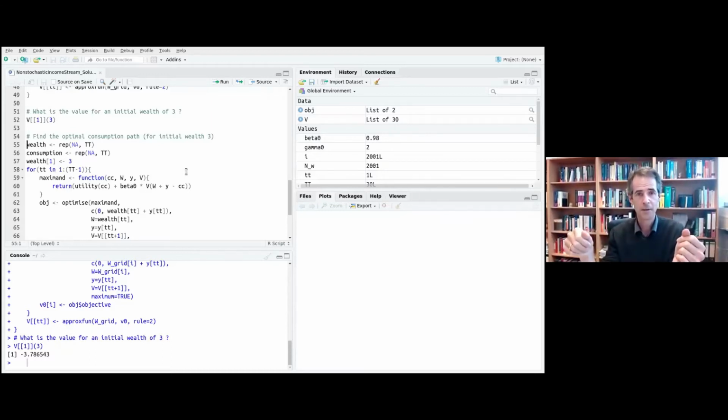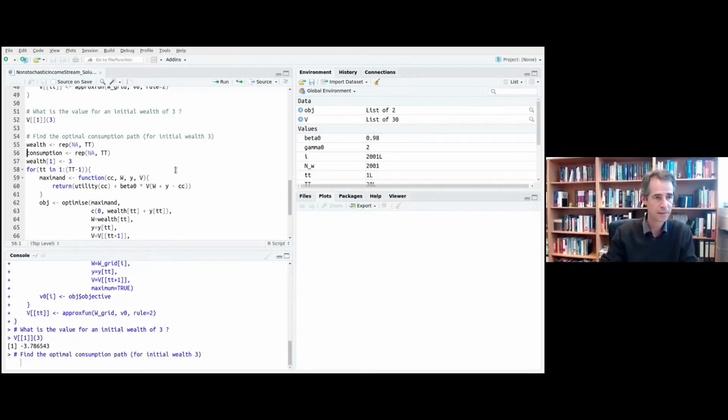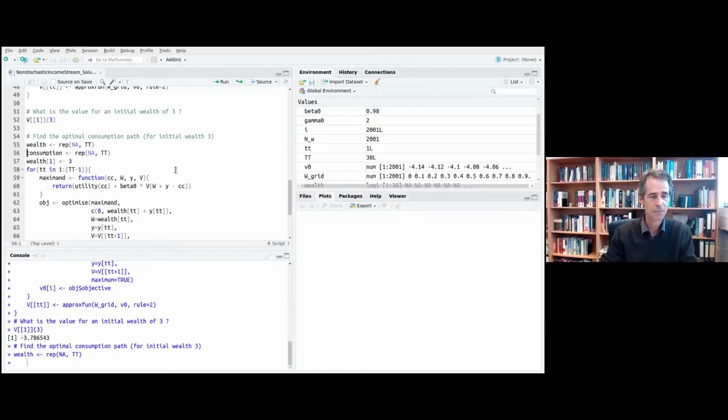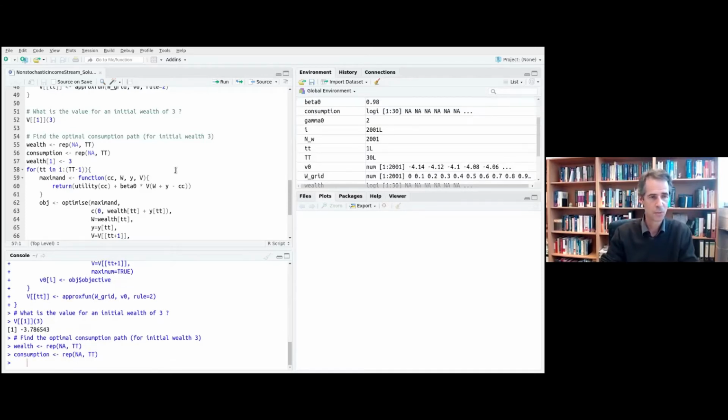And we also know the wealth. In the initial period, it's 3. Then we can find the optimal consumption for the initial period, which means that together with the known income, we get the wealth for the next period, and so on. So what we need is a wealth path, that's this one here. Then the consumption path, this one here. Then we start with an initial wealth of 3.